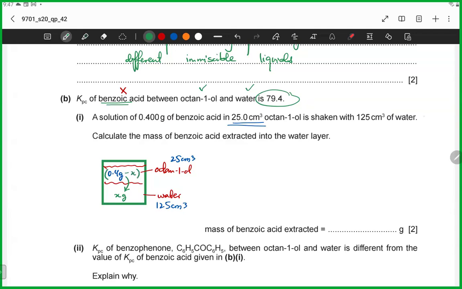ठीक है, ये clear है? This part, is this clear? Yes, sir.